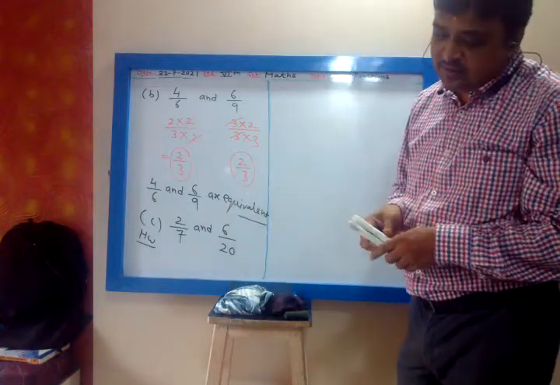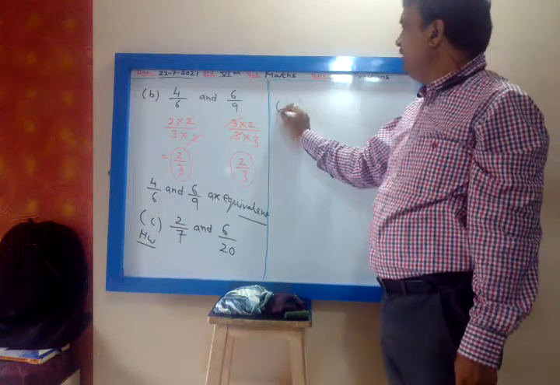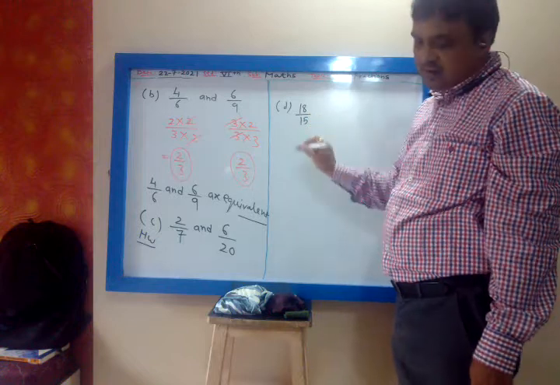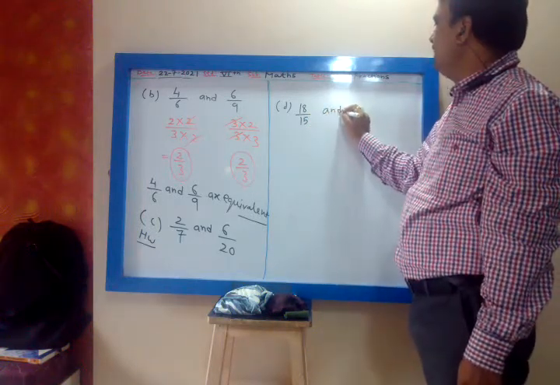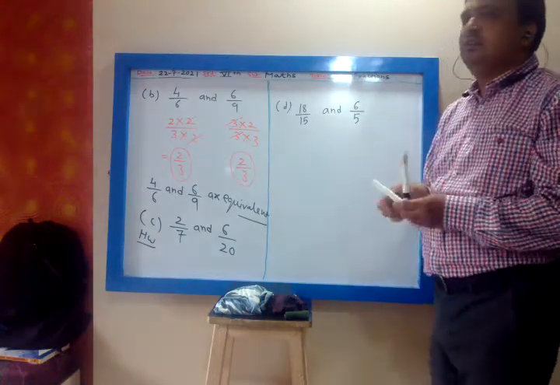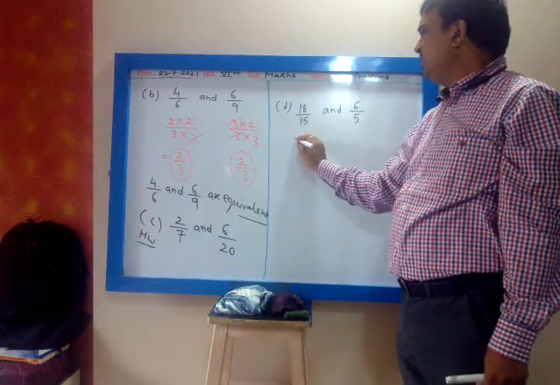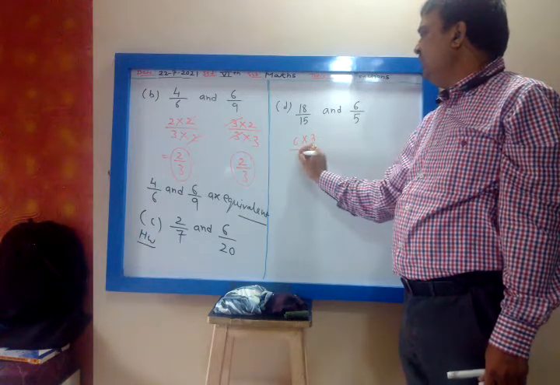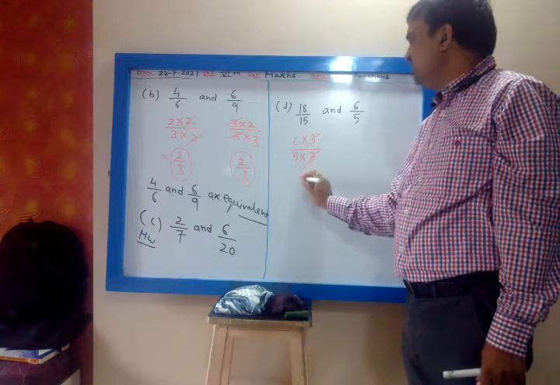Okay. Then D part, 18 upon 15 and 6 by 5. What can you write? 18 you can write as 6 3s are 18, and 15 you can write as 5 3s are 15. Correct? 3 gets cancelled. What is left? 6 upon 5.